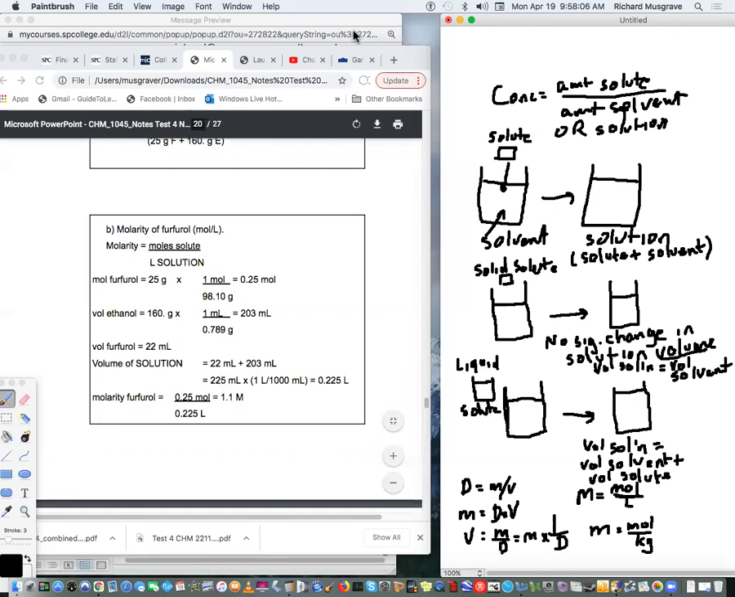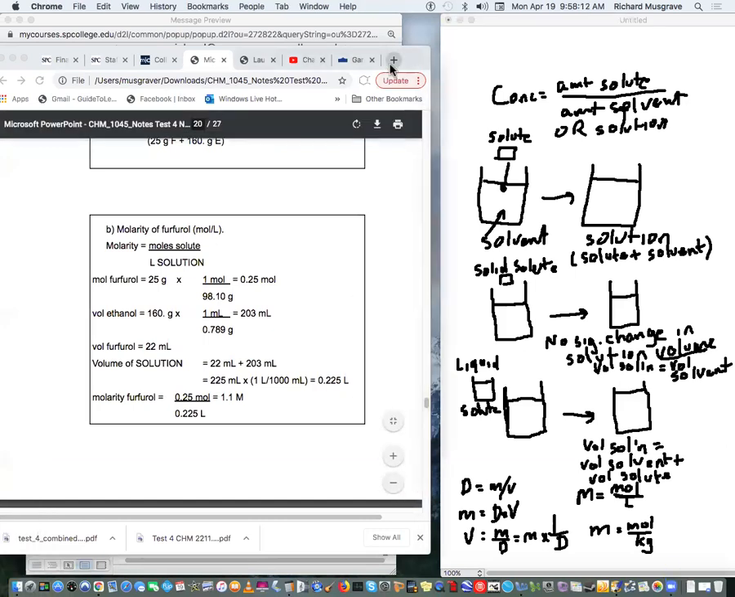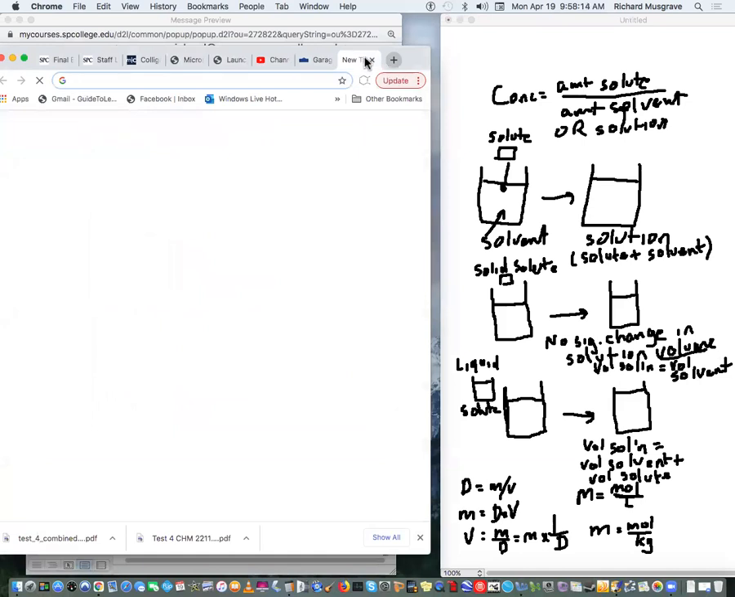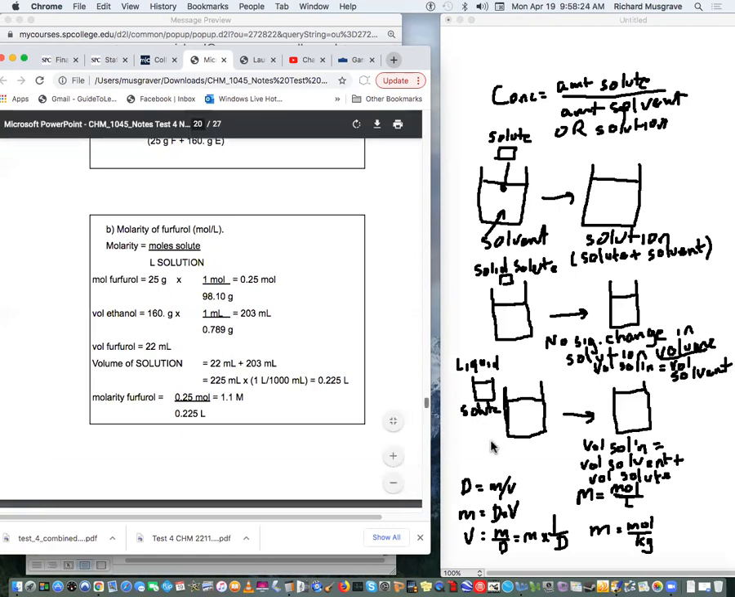All right, let's see. How do you feel about this molarity here? How do you feel about the molarity? Five, four, three, two, one. Okay. Does anybody have any questions?